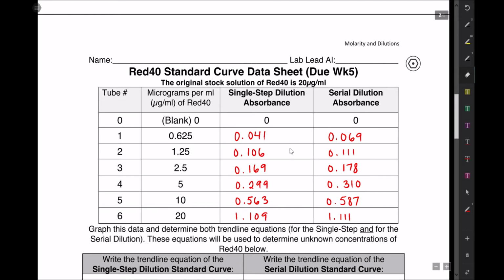Now, single step dilution and serial dilution should give you about the same absorbance readings. Mine aren't exactly the same. There's some variation, as you see. That depends on the spec and the accuracy of the pipettes and your diluting, but they are pretty close.